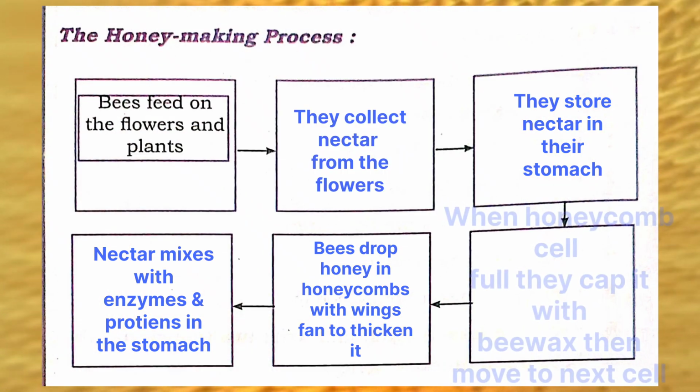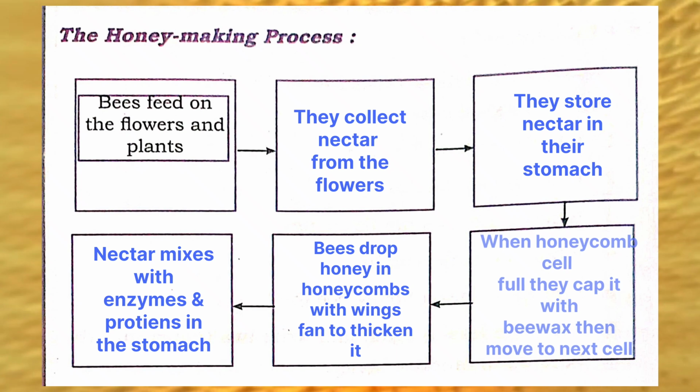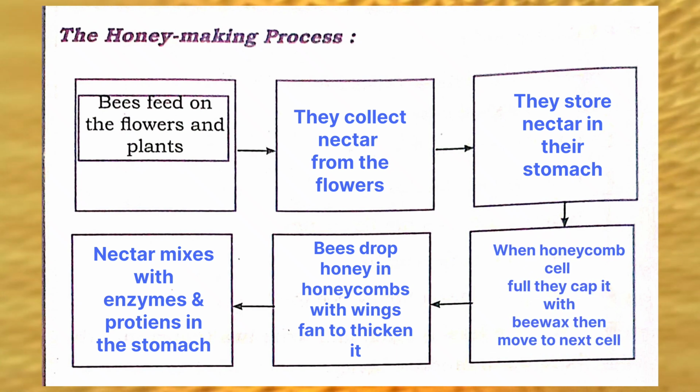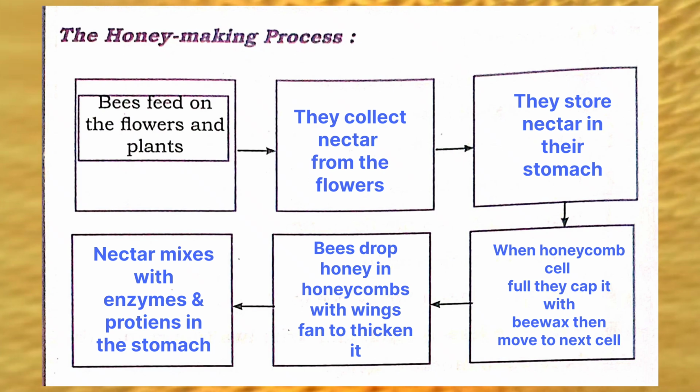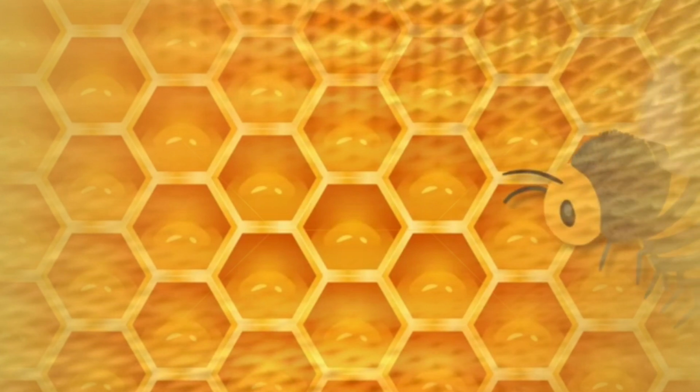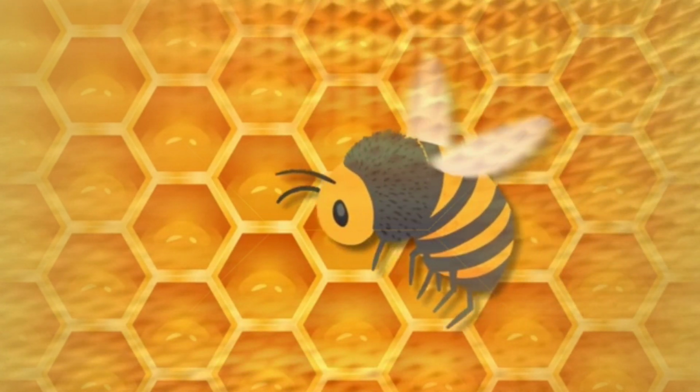When the honeycomb cell is full, they cap it with beeswax and move to the next cell. The cell is capped with beeswax. The bee proceeds to the next cell.